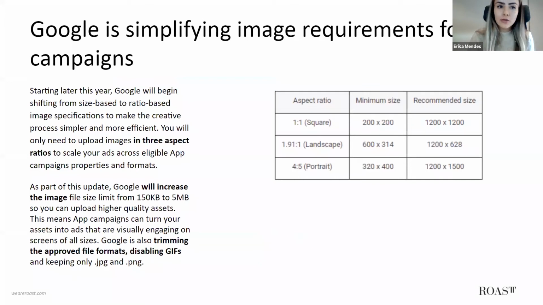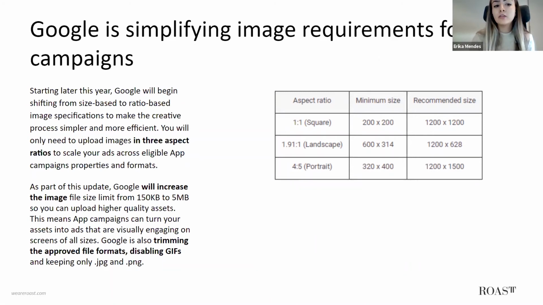Some good news, again, in terms of creative. Google is simplifying the image requirements for app campaigns. I don't know if you were used to app campaigns, but before there were so many different ad formats that you had to produce. But now they are just requiring 3 aspect ratios: square, landscape, and portrait.